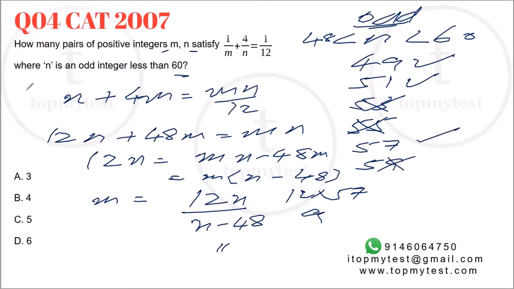So again, 3 values over here. Put an upper bound, put a lower bound, plug in the values, job done.